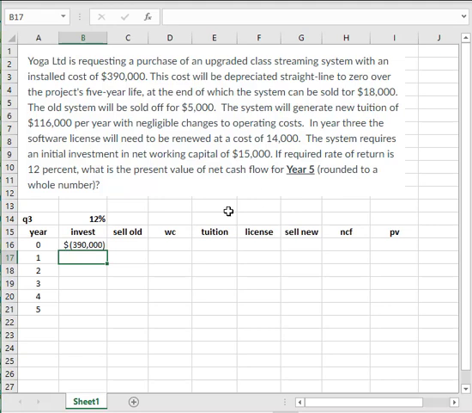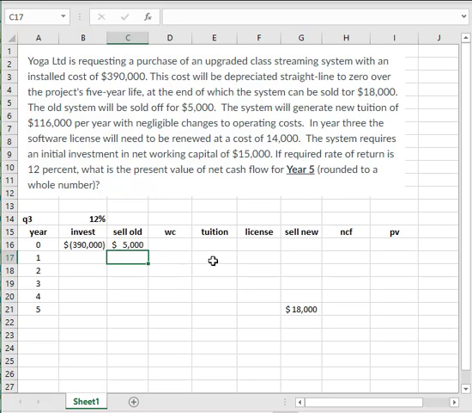But the old system can be sold for $18,000, so that's an inflow right away when you buy it because you can sell the old one. Excuse me, the new one can be sold for $18,000. So let's put that 18 in here. And the old one is 5,000. Get enough zeros in there.